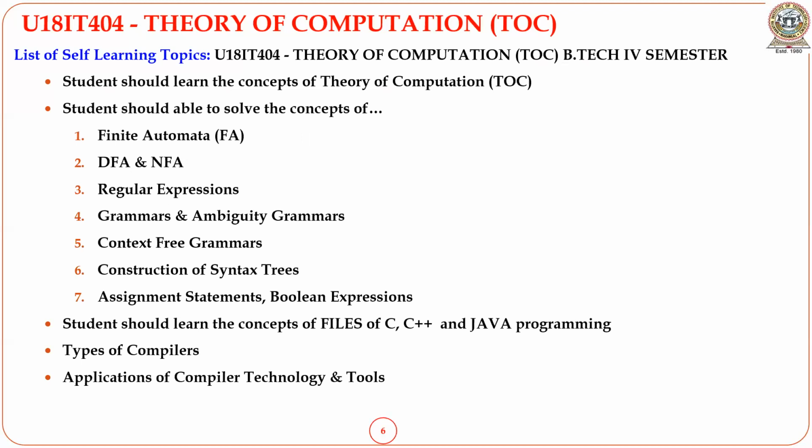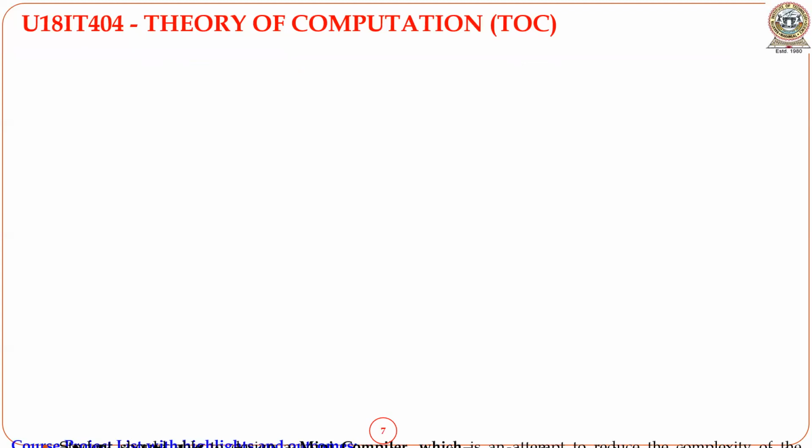So there are a few self-learning topics, and students should be able to solve problems on finite automata, DFA, NFA, regular expressions, grammars, ambiguous grammars, context-free grammars, construction of syntax trees, and assignment statements, Boolean expressions. And students should learn the concepts of files in C, C++, and Java programming. You also have to know the types of compilers.